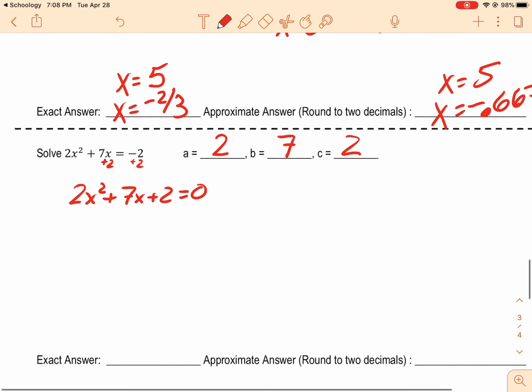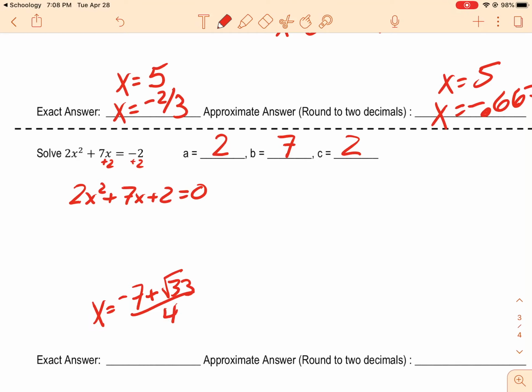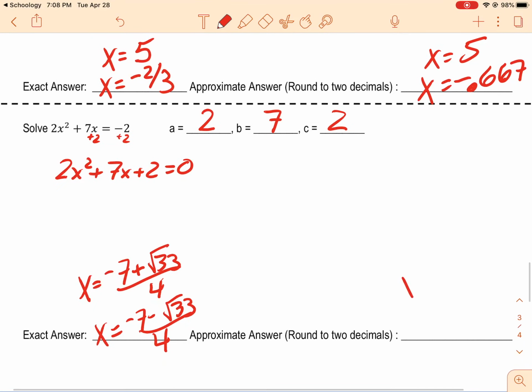And I will just let you know that you end up getting exact answers of x equals negative 7 plus the square root of 33 over 4, and x equals negative 7 minus the square root of 33 over 4. And then when you put those in the calculator, you get x equals negative 0.31 and x equals negative 3.2. Take a look at those.